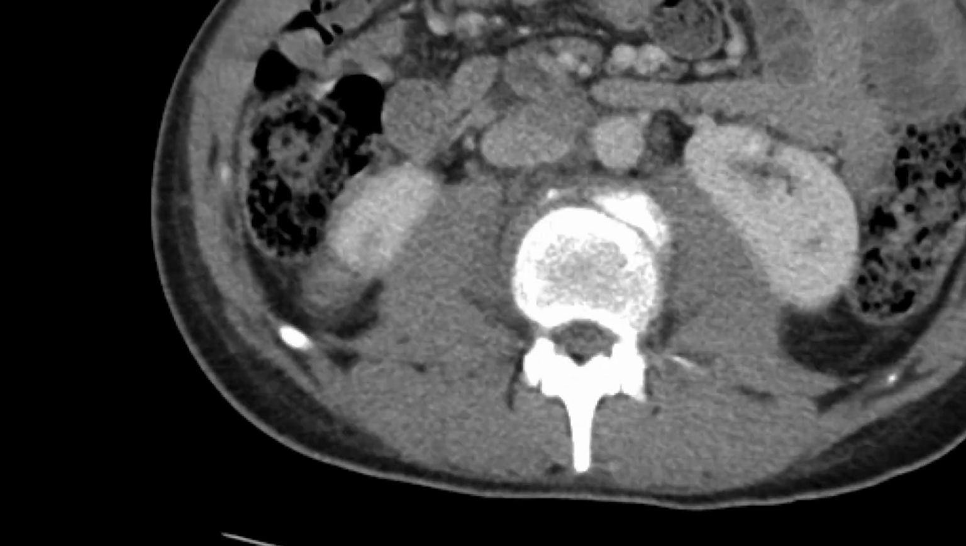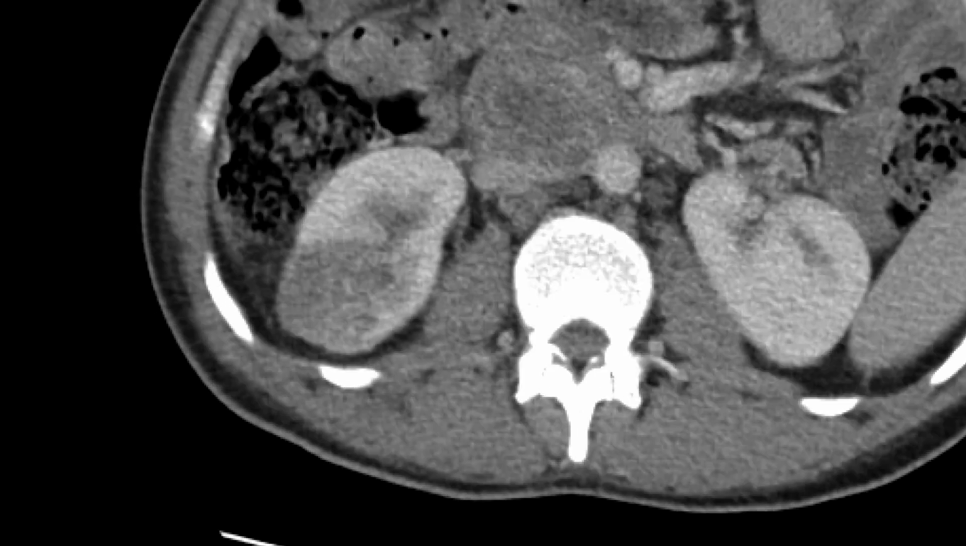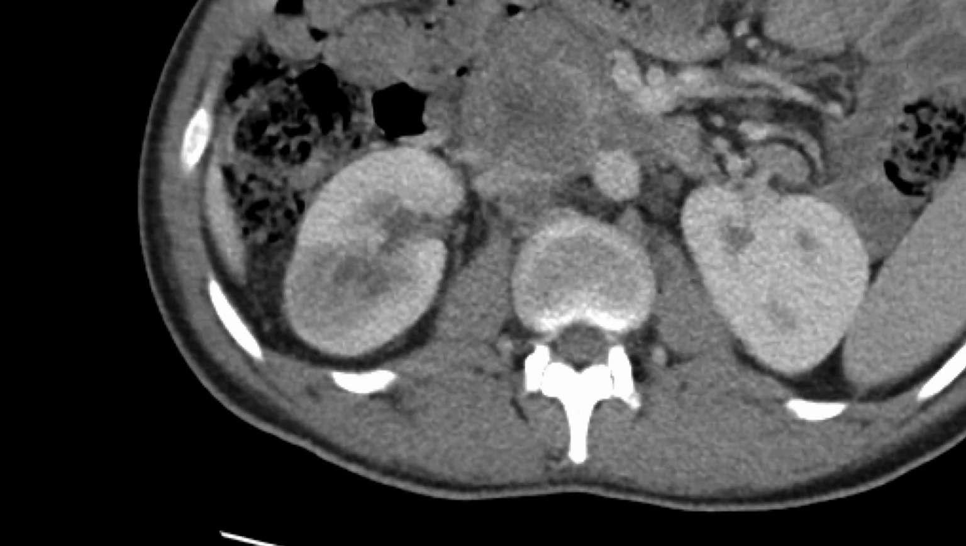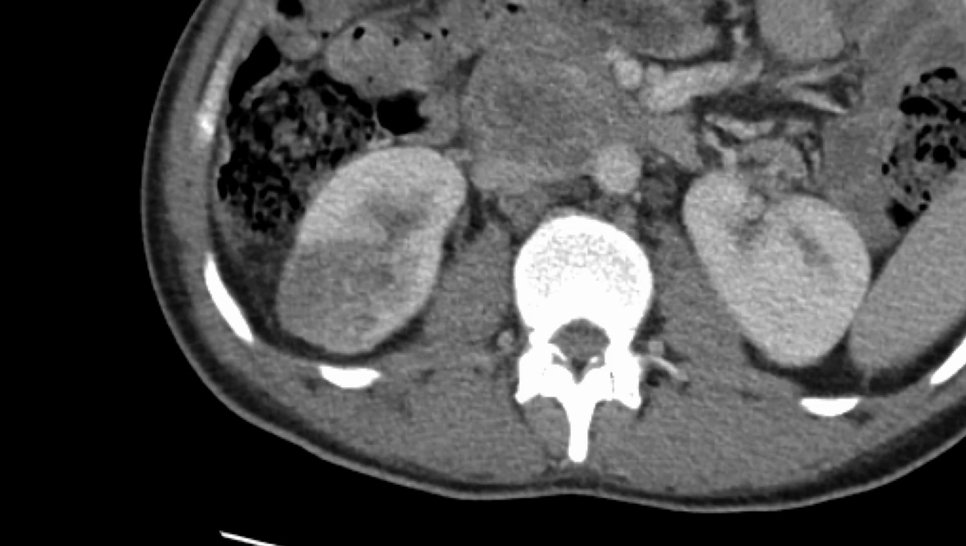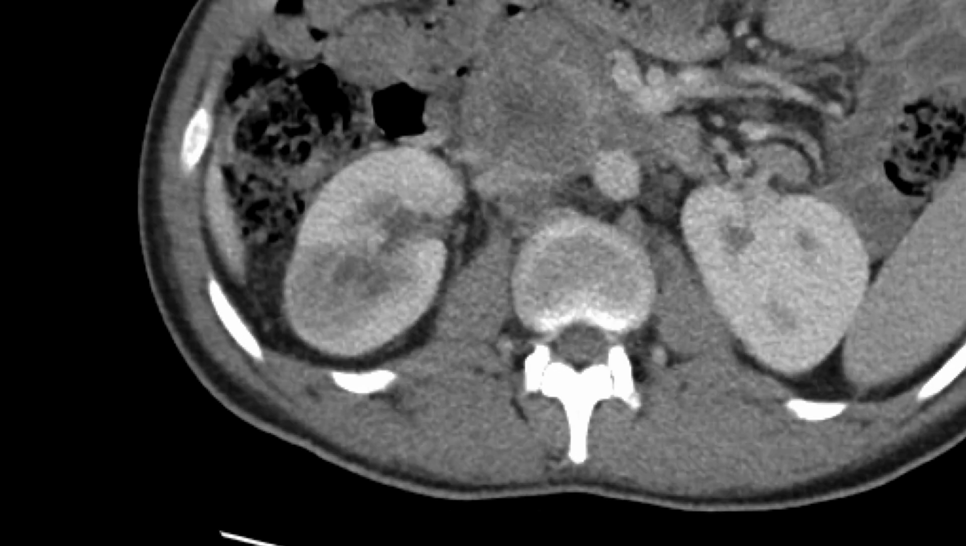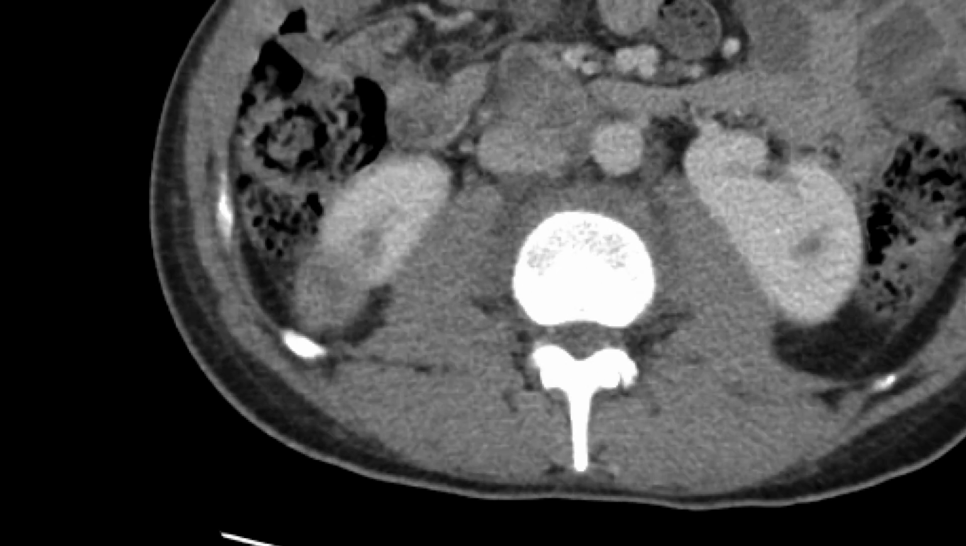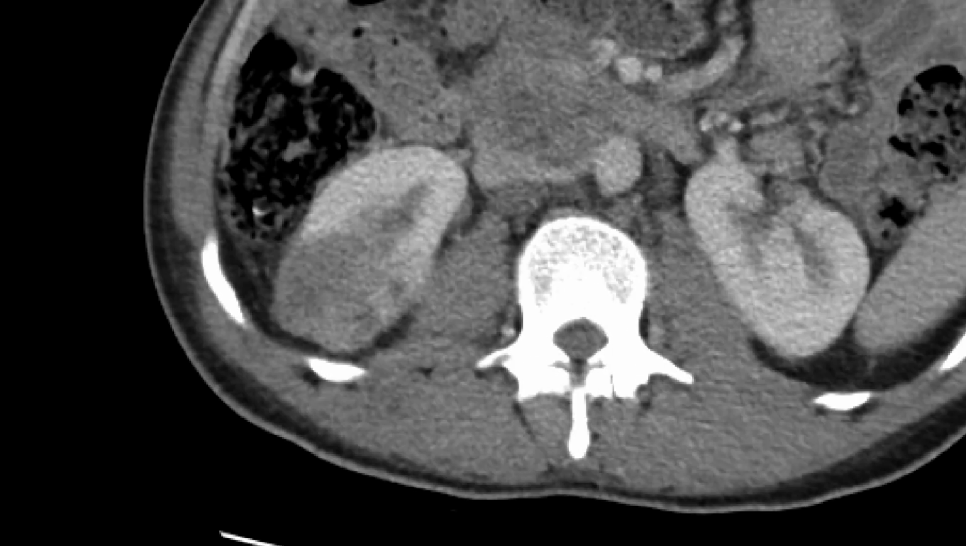So we can see along the interpolar to lower pole region there is a very heterogeneous mass. Now it certainly looks like it's centered in the renal parenchyma, but it's very infiltrative in appearance. Its borders, at least portions of its borders, are quite ill-defined, but it does look overall rounded, and the overall shape does conform to the parenchyma of the kidney, sort of expanding in that region.